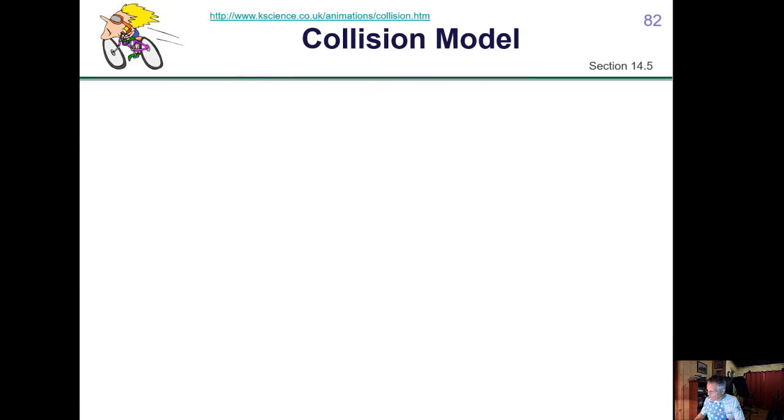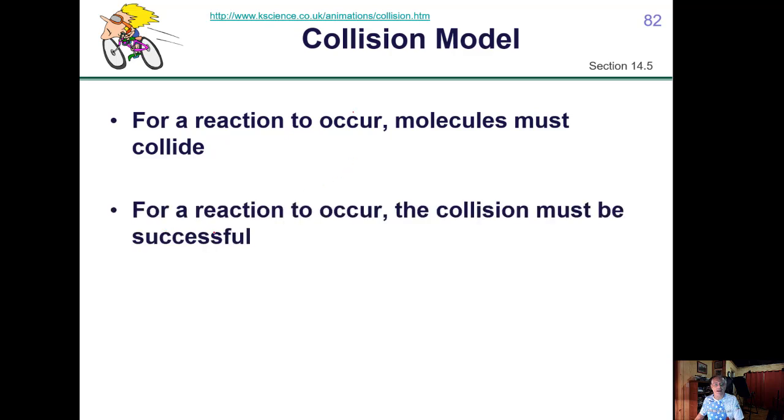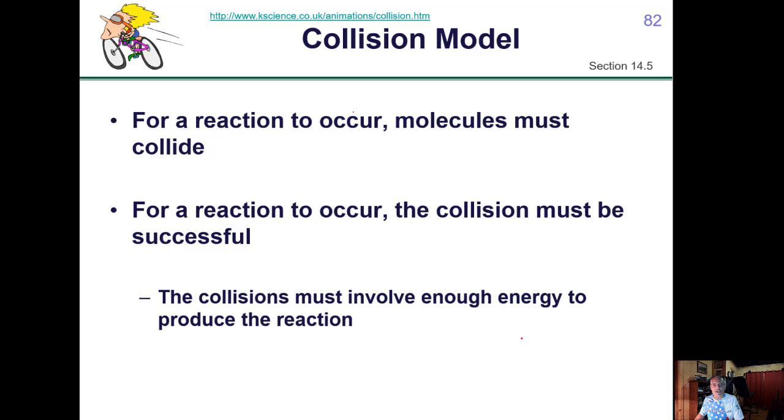So I've spoken several times during the course of this chapter about molecules having to collide to have a reaction take place. That's called collision theory or the collision model, which simply says that molecules have to collide for a reaction to occur. And in order for that collision to actually be successful, you have to have enough energy in the collision.